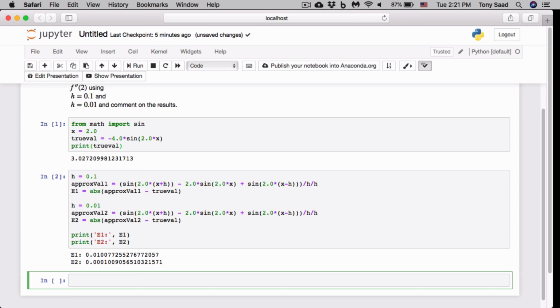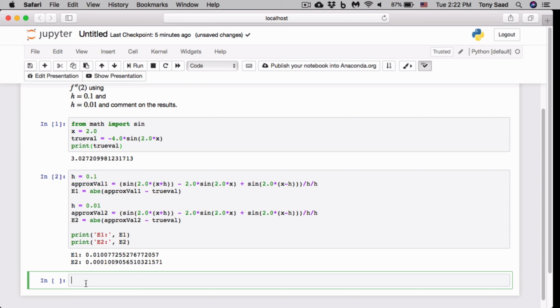Okay? We will later learn that this is what we call a second order method. If you cut your spacing by half, your error will be cut by a factor of 4, okay? Or by h squared. So we cut h by a factor of 10. The error was cut by a factor of 100. That's h squared, that's 10 squared. Anyway, we'll learn about this once we get to finite difference methods.